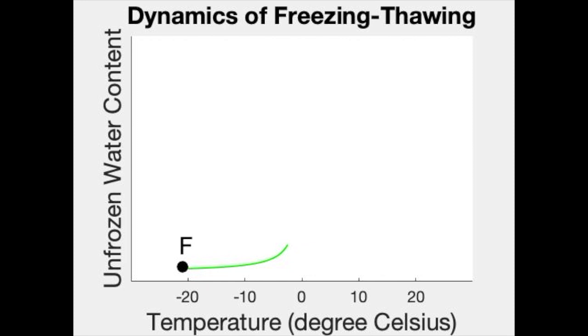The frozen region, as it is thawing, has initial frozen state labeled by F, and the unfrozen water content increases as temperature increases until reaching the final thaw state denoted W. If the freezing process were to be exactly the reverse of thawing, then the freezing curve would be the same as the thawing curve, but in the reverse direction.